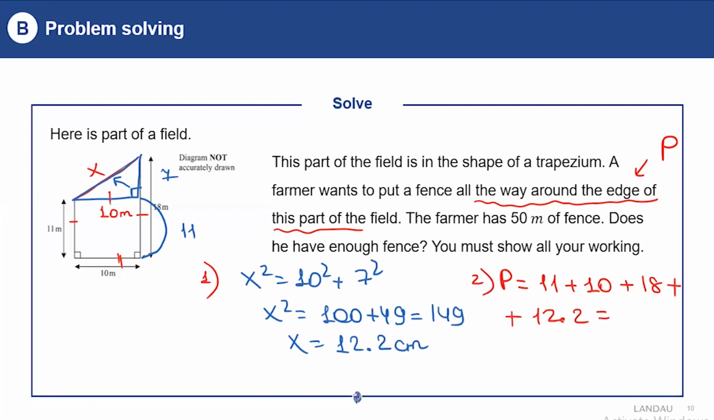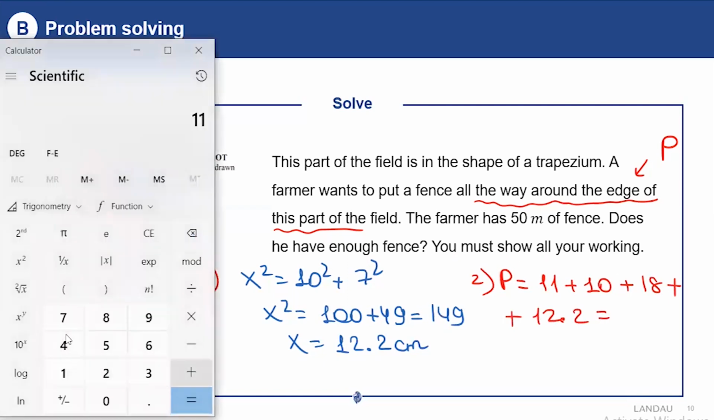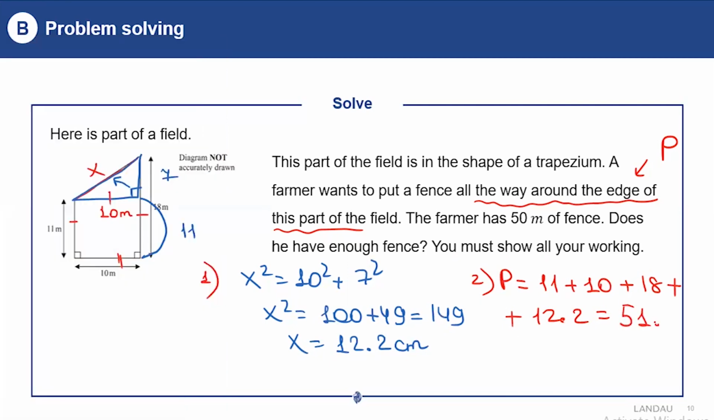Let's try to work out the value of perimeter. It will be 11 plus 10 plus 18 plus 12.2. So we will get 51.2. Let's write 51.2 meter. So perimeter of this trapezium is 51.2 meter, but the farmer has only 50 meter of fence. So we can say that this fence is not enough.